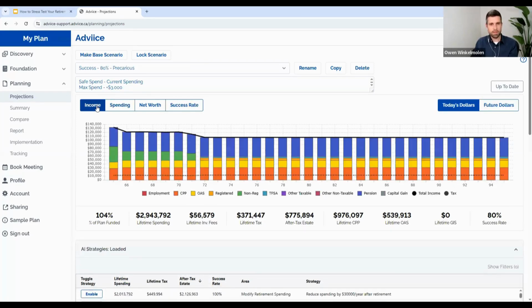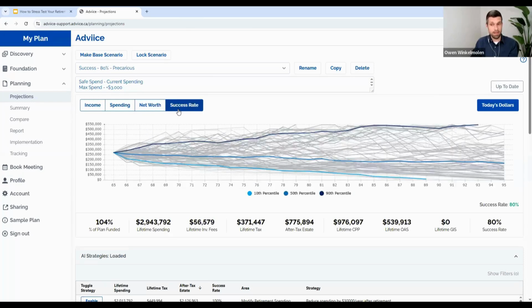But if we look at the income assumptions, one thing that we need to highlight here is that a large percentage of their income is fixed. It's pension, CPP, and old age security. So only a very small portion of their retirement spending is coming from their investment assets. And that means that from a success rate perspective, there is definitely some risk if we increase spending.